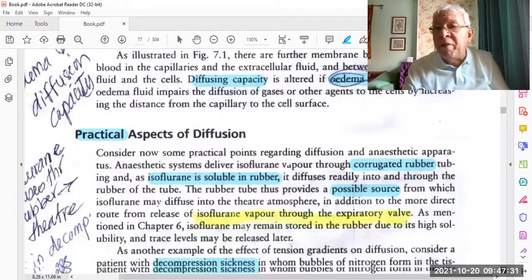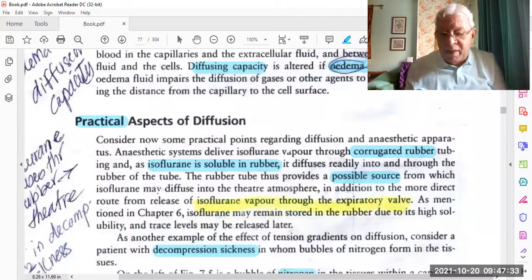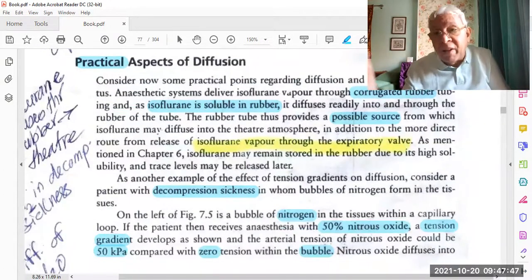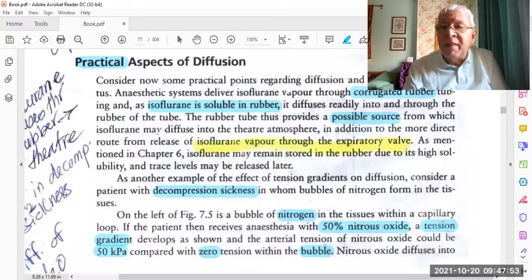Practical aspects of diffusion. We know that isoflurane is soluble in rubber, and it can be retained in the anesthetic tubing system, and it could be a source of delayed recovery and contaminating the theater, and it could initiate what we call malignant hyperpyrexia.